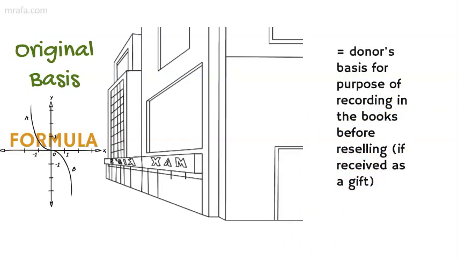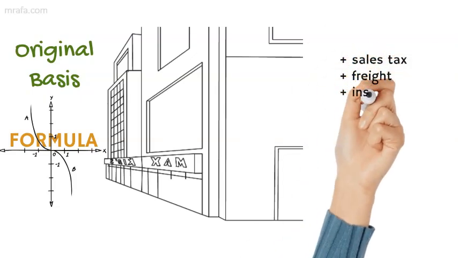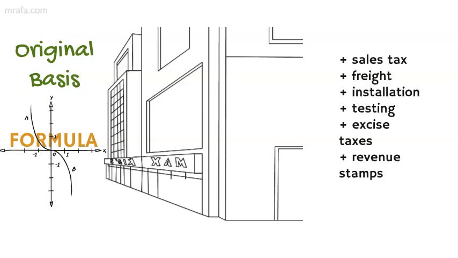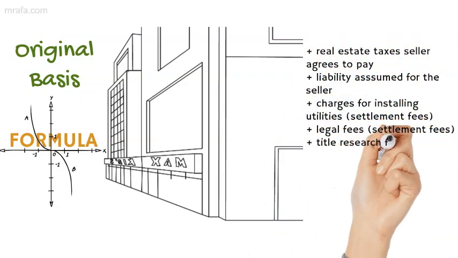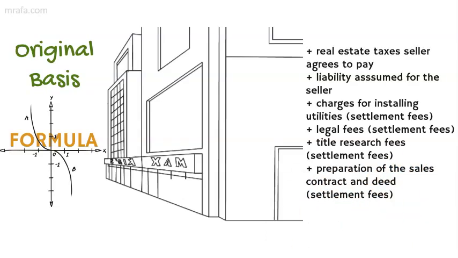And in that original basis that you can deduct from the amount realized to determine your gain, you also need to add the following to calculate your cost. You include the sales tax, the freight, the installation, testing, excise taxes, revenue stamps, and the real estate taxes that the seller agrees to pay. Even though the seller pays for it, you still get to deduct that and add that to your cost.